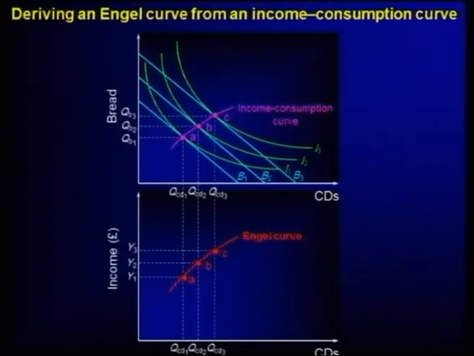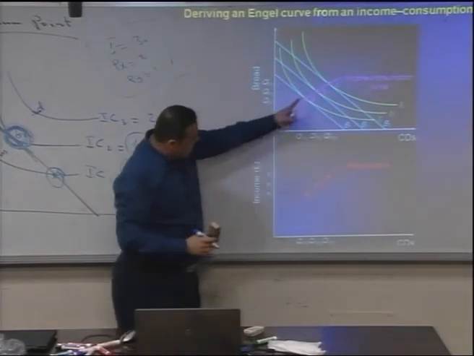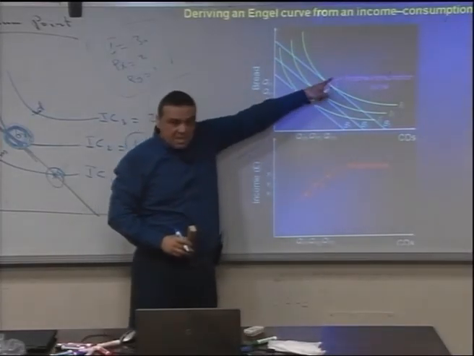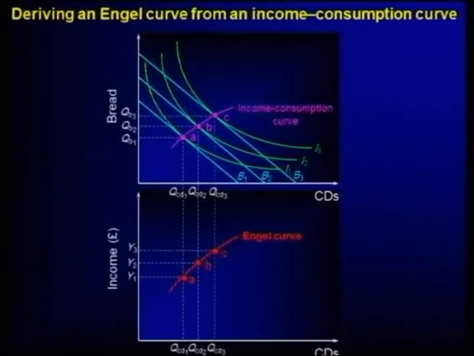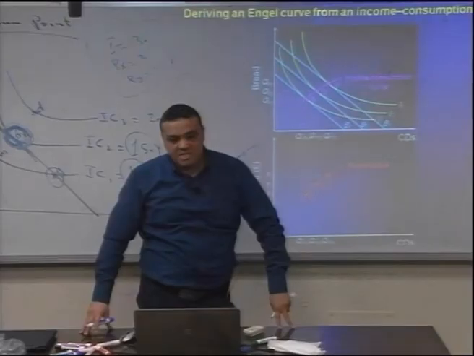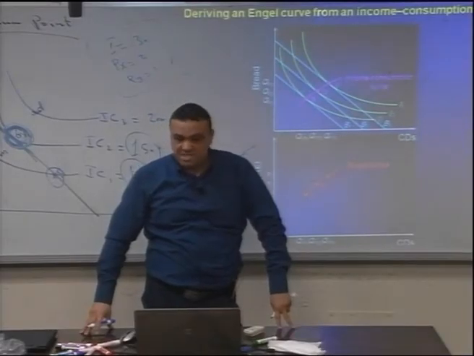Which is the ICC, the income consumption curve. As you see here in this example or in this graph, points A, B, C. This is the income consumption curve. In general, what will happen to the quantity purchased of X when income increases?